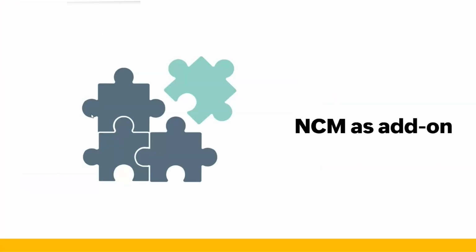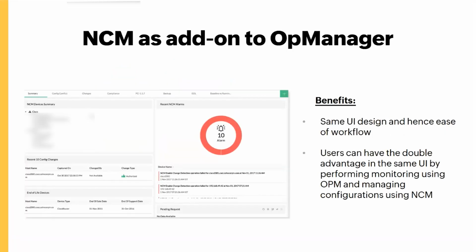Now let's take a look at how Network Configuration Manager can be added as an add-on to different ME products. So number one is OpManager. OpManager is a comprehensive network monitoring tool. If you're already using OpManager, you can add NCM as an add-on to get the combined benefit of monitoring and configuration management within the same UI.